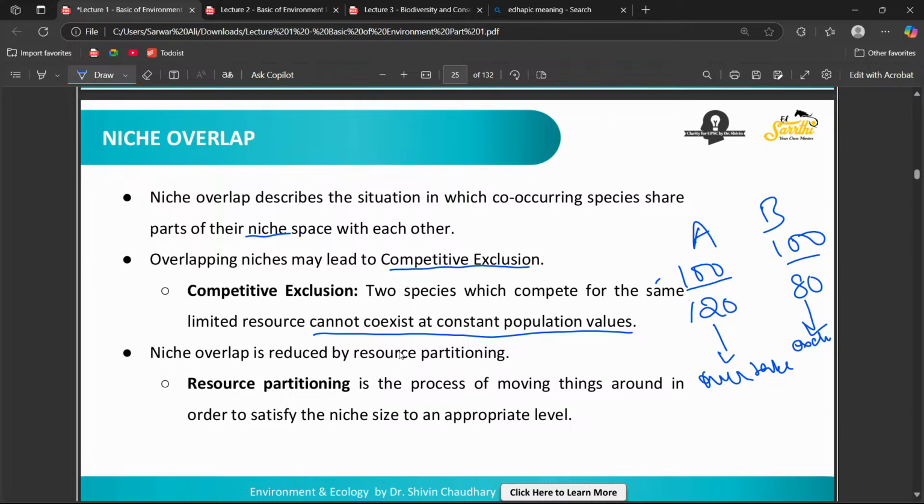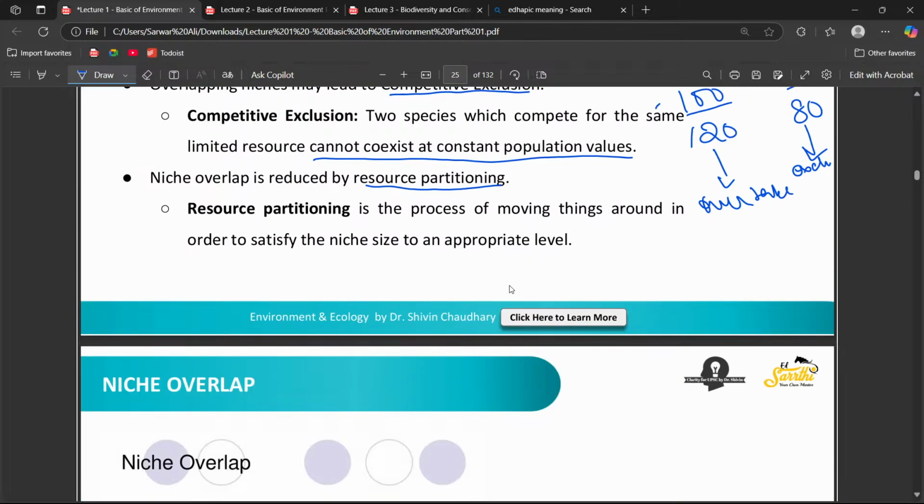Niche overlap is reduced by resource partitioning. It is simple. Let's say there was a house, and you and your brother are inheriting the house, but one of the brothers takes the entire house for himself, or the other can file a case and take the house for himself. So what can we do in such a situation? We will divide it, let's not do that, let's do a 50-50 so that there is no bad blood. That is what resource partitioning in nature is: the process of moving things around in order to satisfy niche requirements to an appropriate level.